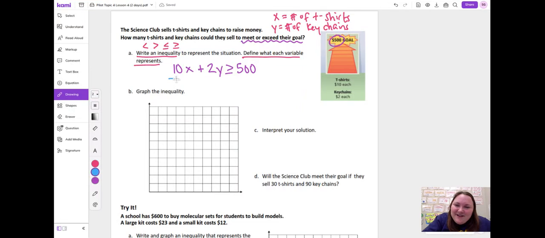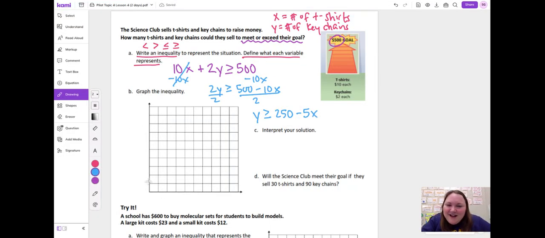To solve this inequality, you want to subtract 10x on both sides. That gives us 2y is greater than or equal to 500 minus 10x. And then we'll divide both sides by 2. So our final inequality is y is greater than or equal to 250 minus 5x. Now it is ready for me to graph.